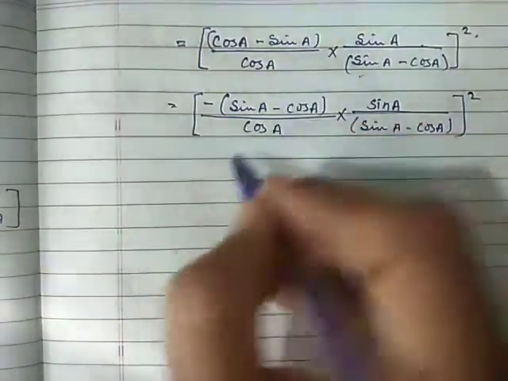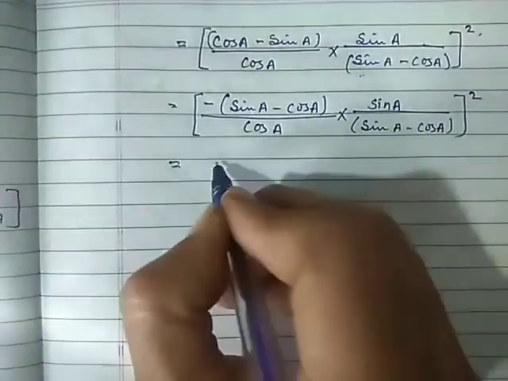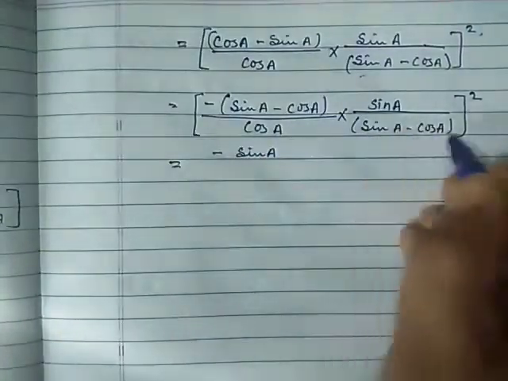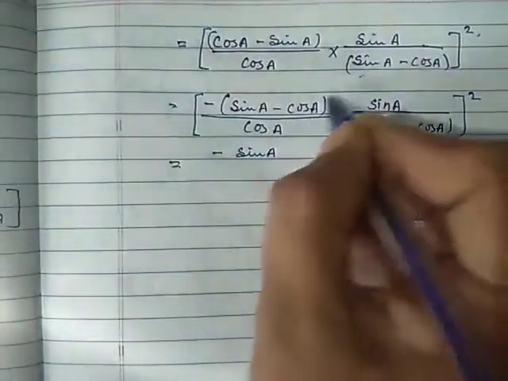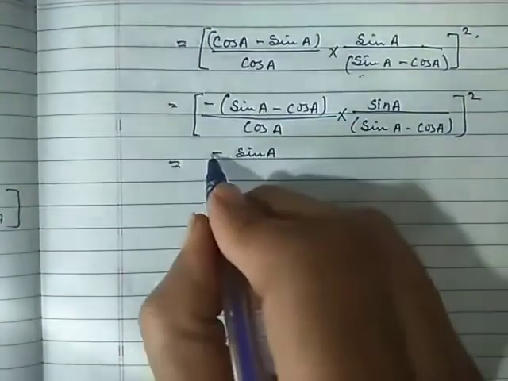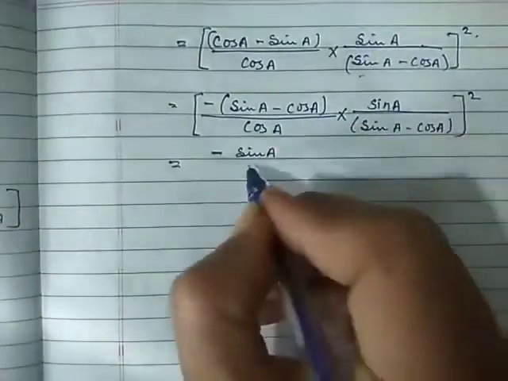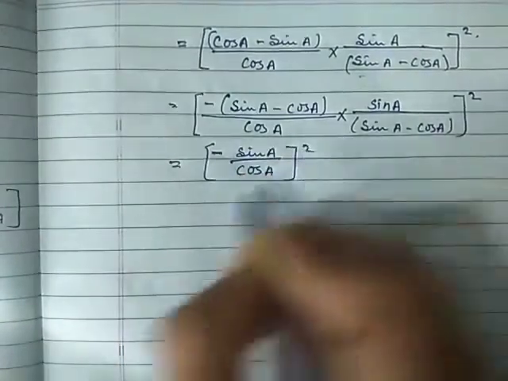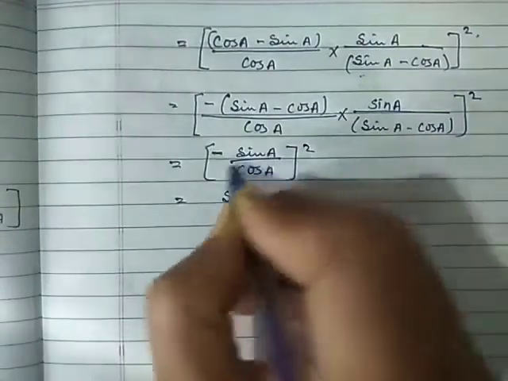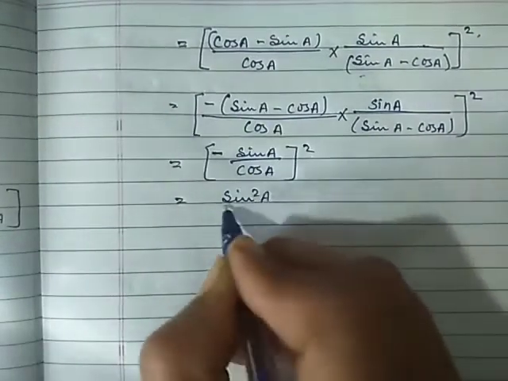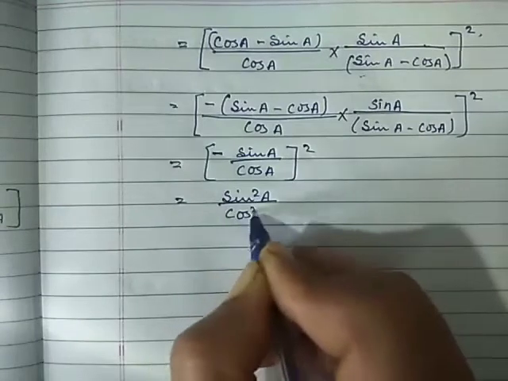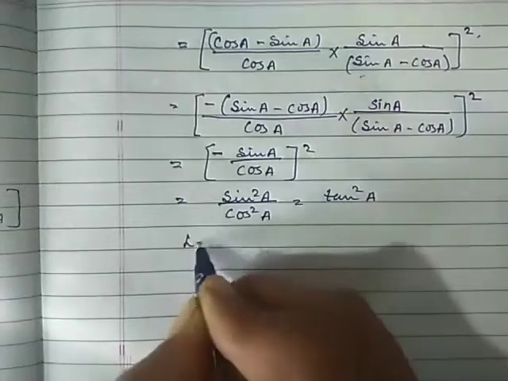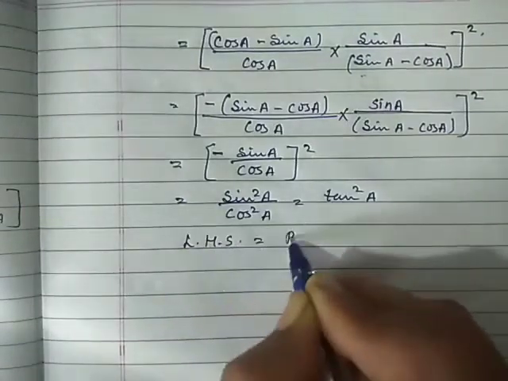Okay, so sin A cancelled, and here we'll get minus sin A minus cos A. This whole term will cancel with this. So in the numerator we'll get only minus sin A upon cos A whole square. When we square any negative term we get a positive term only. So sin square A upon cos square A, that is equal to tan square A, and this is our LHS, which is equal to RHS.